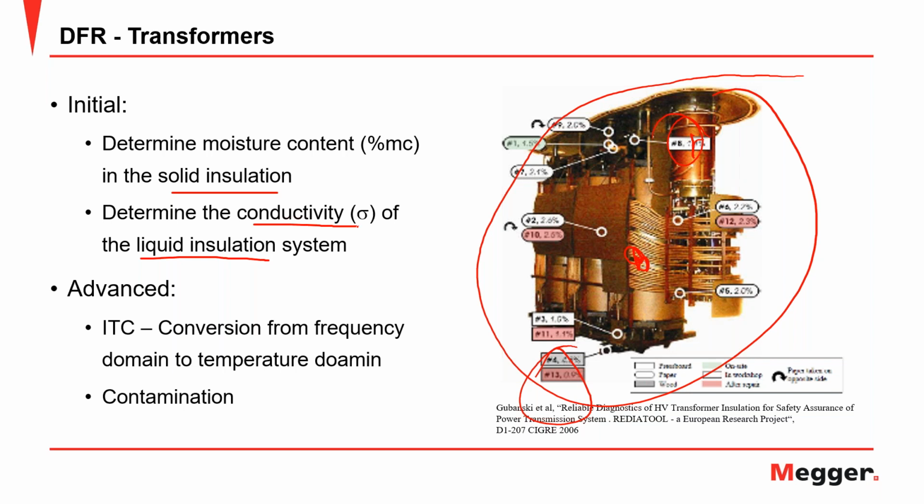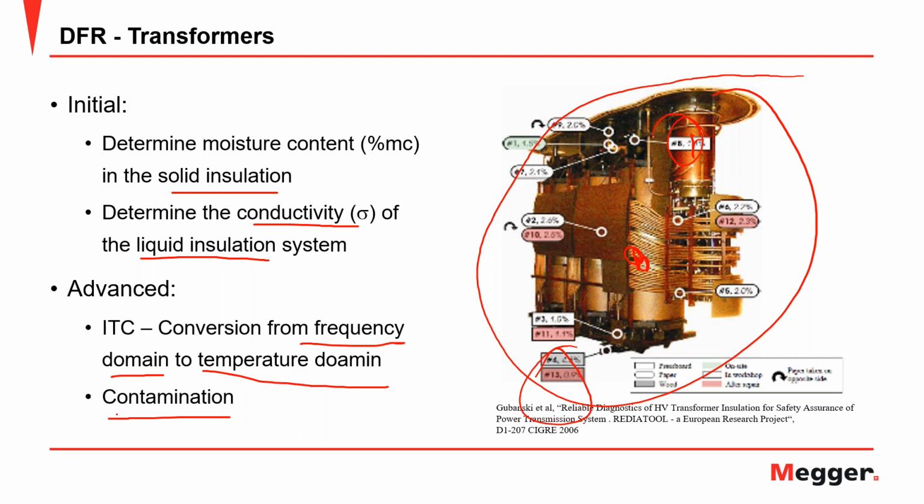What is the advanced approach in dielectric frequency response? Of course, ITC, individual temperature correction, which allows for a conversion from the frequency domain, power factor as a function of frequency, to the temperature domain, which is power factor as a function of temperature. And of course, if there are non-typical responses, we can look into contamination. And that could be one of the things that we may want to look at, that at 60 Hertz you will not see. And narrowband DFR will be the first to trigger that information if there is contamination. That is one of the key advantages.